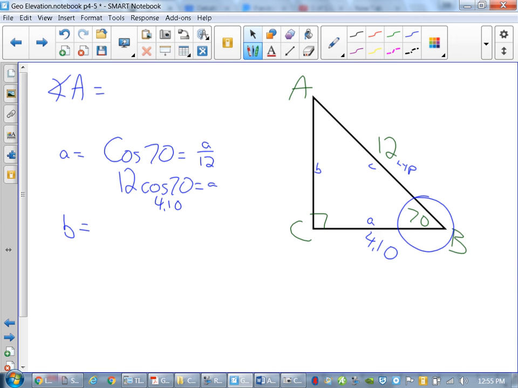And now I go to the next part. The next part says find the other side. Well, the other side is side b, and now side b is the opposite. What trig function is opposite hypotenuse? Sine. So then I just do sine of 70 is little b over 12.